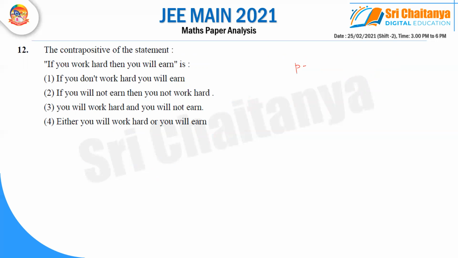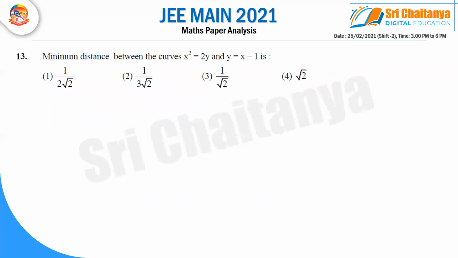Contrapositive. If P implies Q is given, the contrapositive is negation Q implies negation P. This is the contrapositive. P implies Q is the given statement. If then. So if you work hard, that means this is my P, and you will earn, this is my Q. Now what will I get? If negation Q, that means if you will not earn, then you won't work hard. So the answer will be the second option.